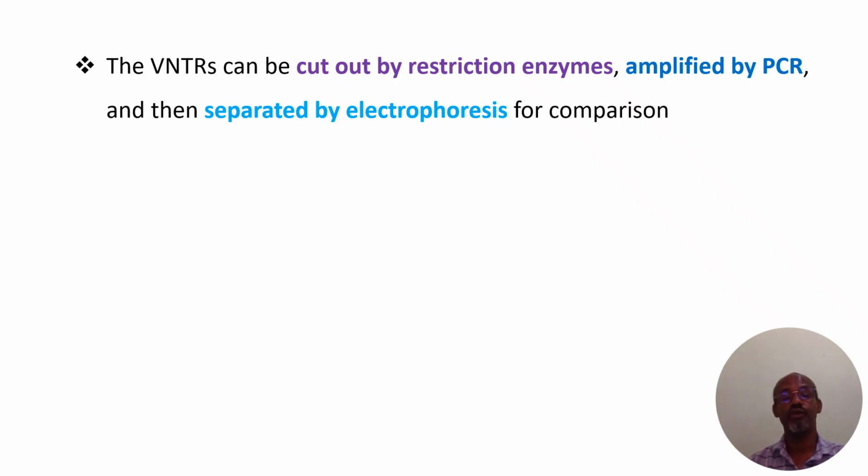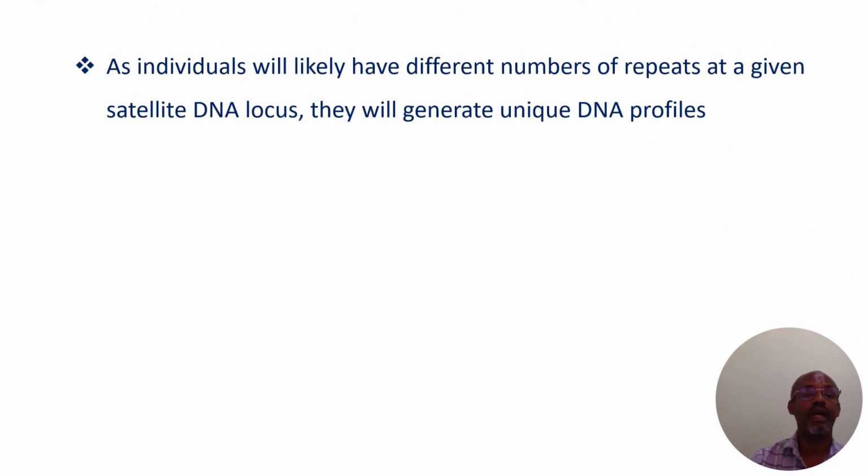Therefore, first you use restriction enzymes and cut out and isolate. Then you multiply these cut out short tandem repeats or the pieces of DNA by using polymerase chain reaction in a special machine known as a thermal cycler. Then you run gel electrophoresis to see the DNA profile or genetic profile of individuals. As individuals, we likely have different numbers of repeats at a given satellite DNA locus or place. They will generate unique DNA profiles.